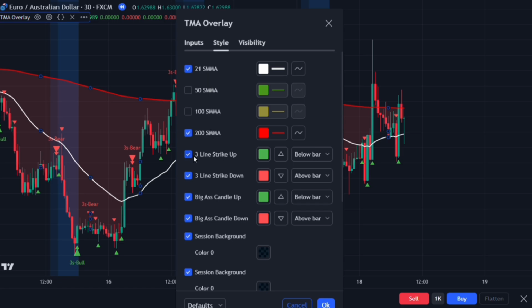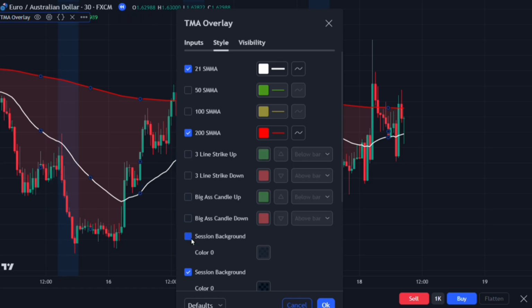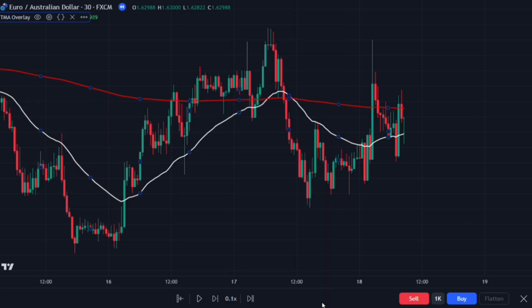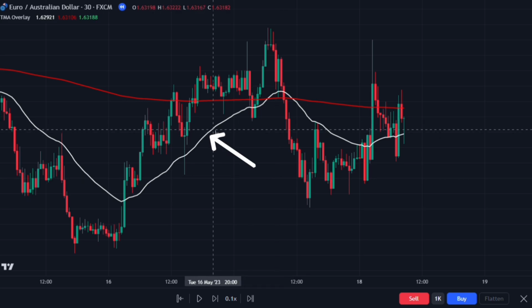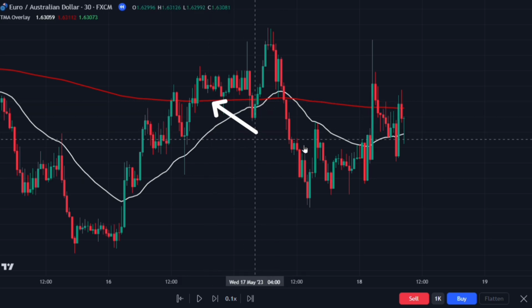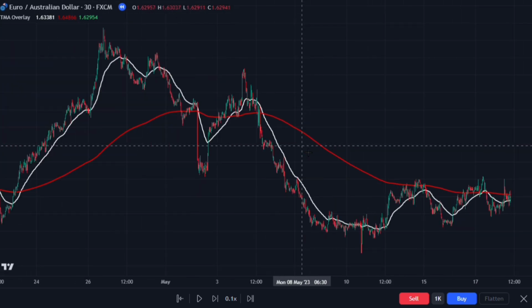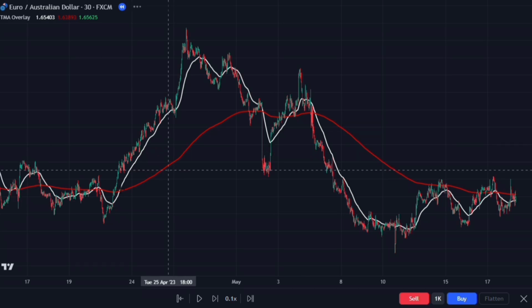Then we would be unchecking these options here, as we do not need them for this strategy. But you can check them out in your spare time as they are useful as well. Click on the OK button when you are done. Now we can see that we only have the 21 smooth moving average and the 200 smooth moving average on the chart. And for this indicator, since we are going with the trend, the rules for identifying trends are easy.